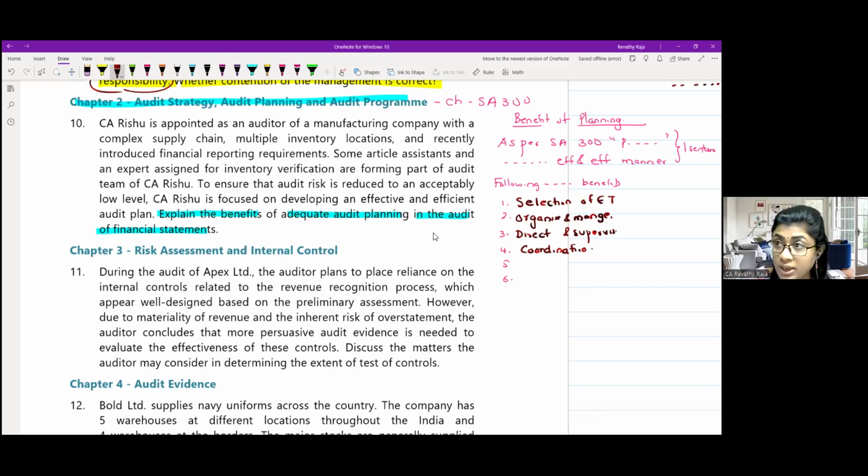Then, if you do like this, audit can be done in a timely manner. All the problems can be resolved. And one more, giving attention to all important areas. In the material, it's only one sentence. Just write in full sentence. That's it.